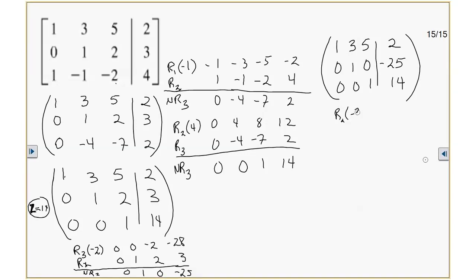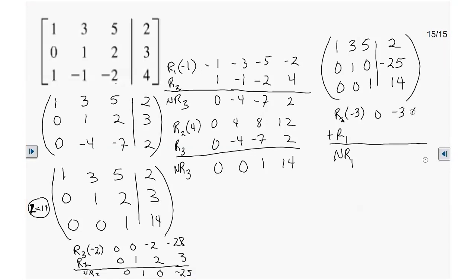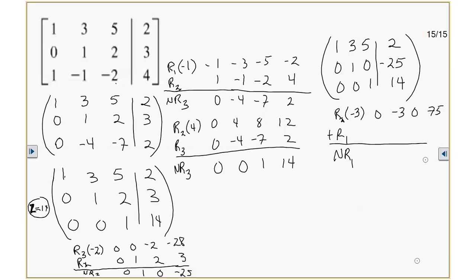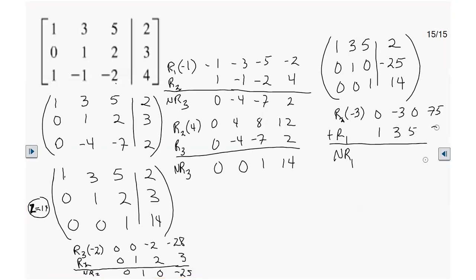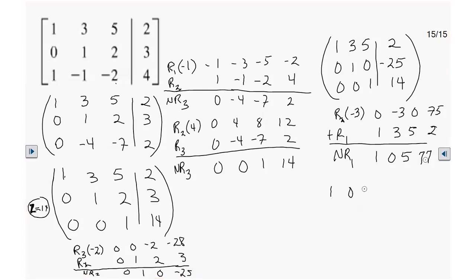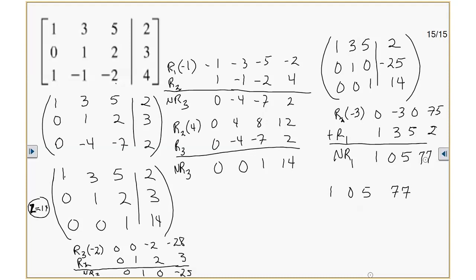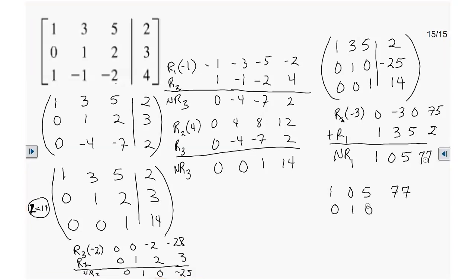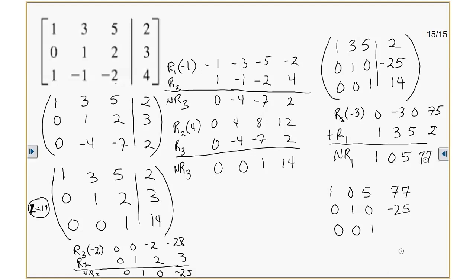Now, row 2 times negative 3, add it to row 1 to get new row 1. Row 2 gives 0, negative 3, 0, 75. Adding 1, 3, 5, 2 gives us 1, 0, 5, 77. So that's going to give me 1, 0, 5, 77; 0, 1, 0, negative 25; and 0, 0, 1, 14.